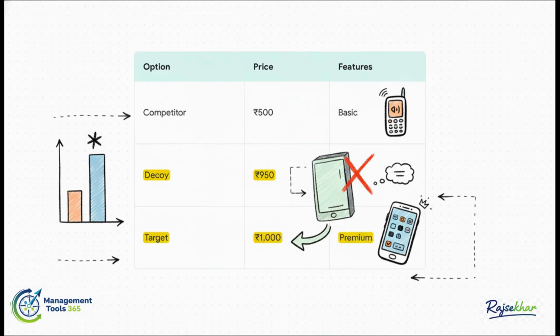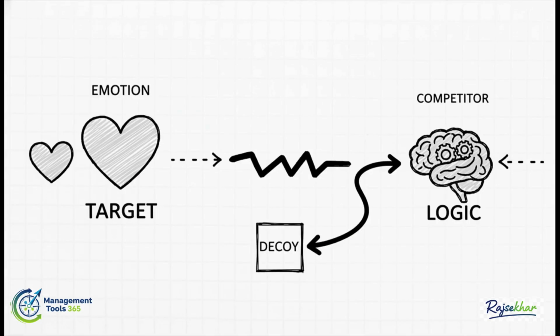Instantly, your brain stops comparing the target to the competitor. The new comparison is target versus decoy. And now, for just 50 rupees more, you jump from basic to premium. It feels like the deal of the century. And that right there, that's the psychological genius of it.